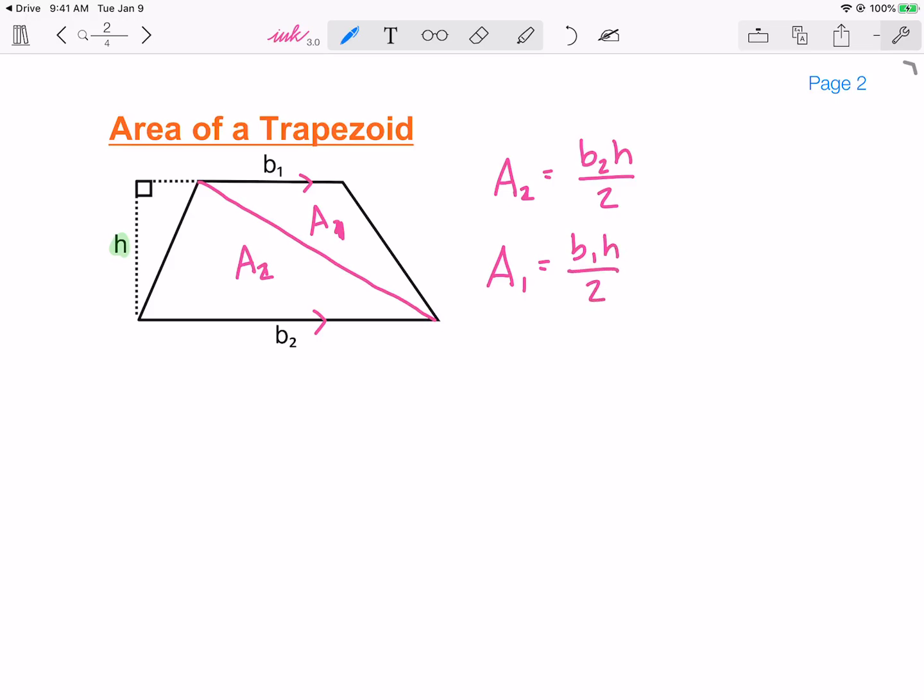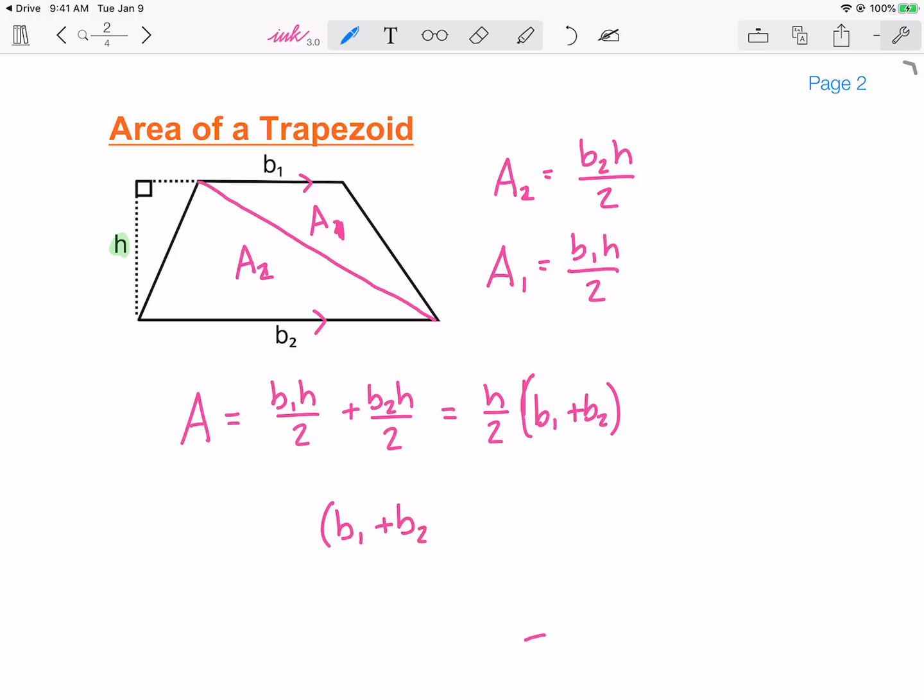So if I add those two results together, I get the formula for my area of a trapezoid. It's base 1 h over 2 plus base 2 times h over 2. But that's kind of cumbersome, and what I can really do is factor out the h over 2, and I'm left with base 1 plus base 2. So the most common way you're going to see this formula written is the sum of the bases, adding them together, times the height divided by 2.